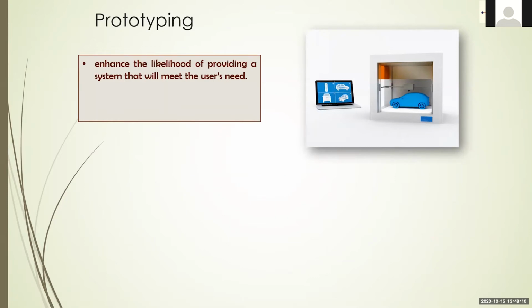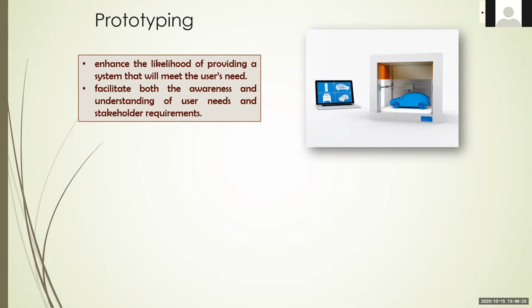Now let's get into some other examples. So here we have prototyping. It says it enhances the likelihood of providing systems that will meet the user needs. It will facilitate the awareness of our understanding. For example, in software development or systems engineering, the use of prototyping is common. After we do, for example, customer requirements, we may want to validate our understanding. So in software it is common to do mockups.